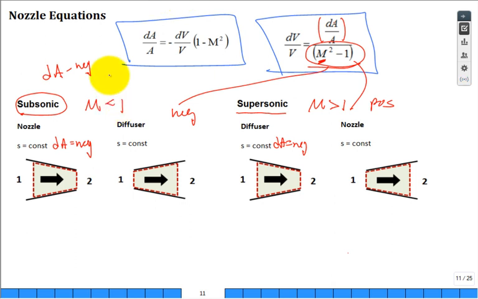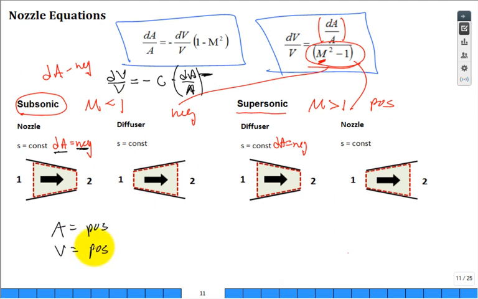So I know this is kind of crazy, but over here for subsonic flow, you could almost rewrite it to say that dV over V is equal to minus constant times dA over A. It's whatever the actual Mach number is that determines that constant. But A is never going to be negative. It's always positive, isn't it? And likewise, V is always positive. Don't try and do backflow. It's always down in that direction, out in this, as shown in all of these arrows.